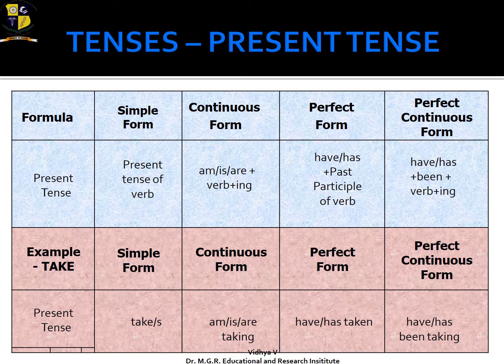With the example of the word take, we'll see four forms of present tense. Take in simple form is take or takes. Continuous is I am taking, is taking, are taking. Perfect form is have taken or has taken. And perfect continuous will be have been taking or has been taking.